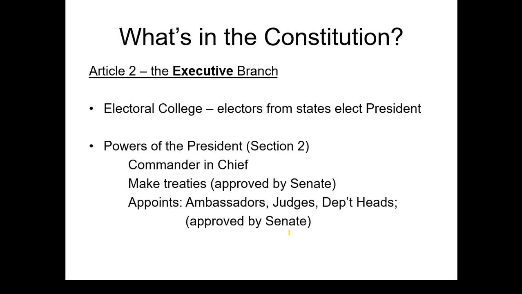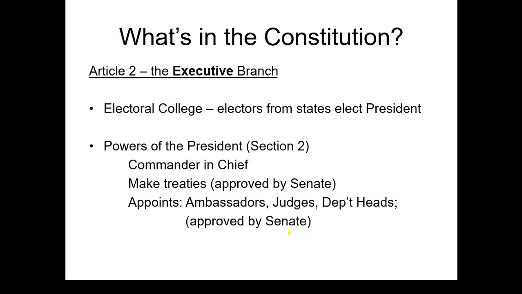So we'll talk more about the Electoral College later because it is kind of complicated and controversial. We've had a few elections where the candidate that had more of the popular vote did not win the election because they did not have a majority of the electoral votes. And that occurred just in 2016 between Donald Trump and Hillary Clinton. So we'll talk about that in more detail.